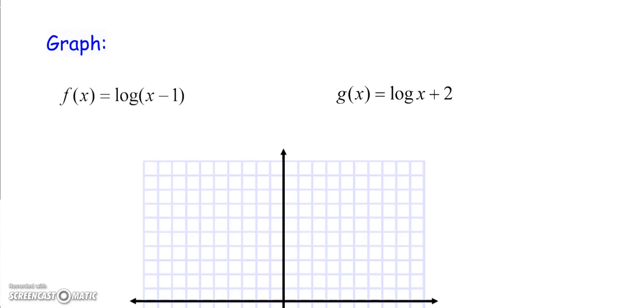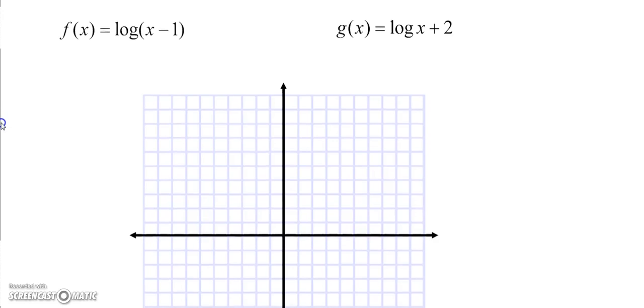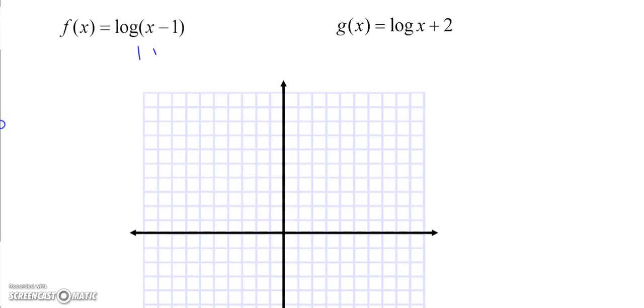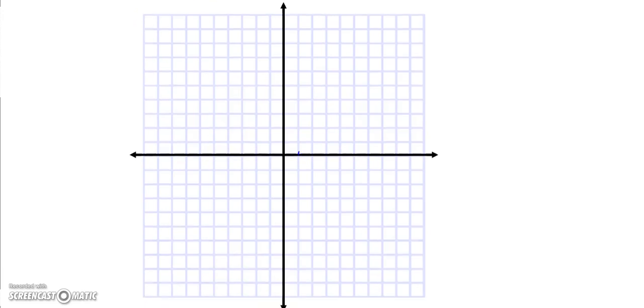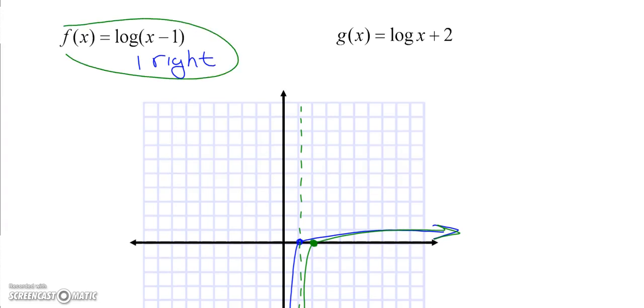All right, so we're going to quickly use our transformations to graph. This is a log graph that has a transformation that is 1 to the right. So I take my log graph. If I think of my standard log graph that we drew on the last slide, passes through here, vertical. All right, there's my standard log graph. All I have to do is shift everything 1 to the right, which means my x-intercept is here. My vertical asymptote has also shifted 1 to the right. And as soon as I pass through here, the graph starts to flatten out. So that green line will be here.